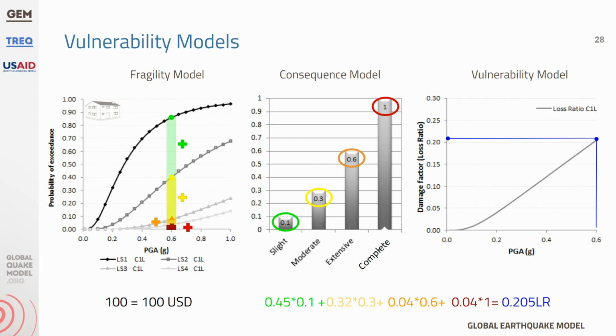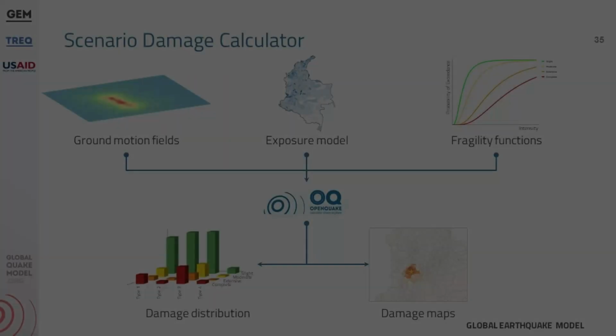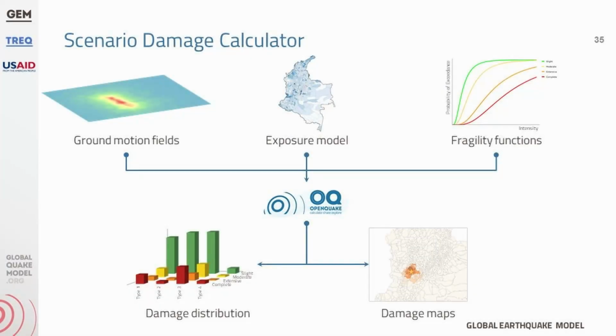If we repeat this exercise for each possible intensity level, from an acceleration of 0g to 1, 2, or 3g, we would obtain the complete vulnerability curve of this building class, where we have a range of possible intensities on the x-axis and the loss ratio on the y-axis. At this point, we have already seen the 3 components necessary to estimate losses and damage: the definition of the ground motion, as we saw in the video about ground motion fields, the exposure, and the fragility or vulnerability functions.